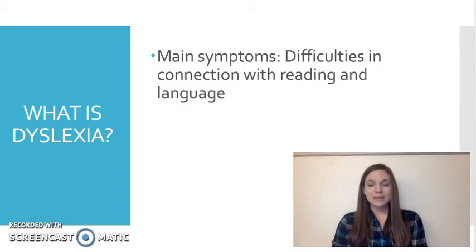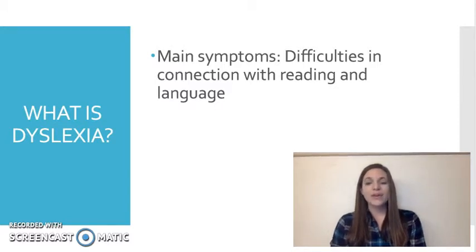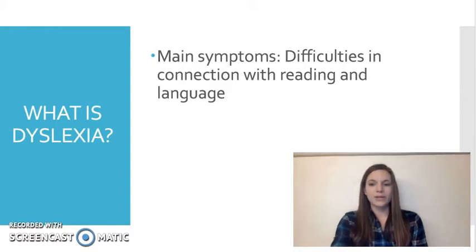However, the main symptoms that every dyslexic person will experience are difficulties in connection with reading and language. This may display itself as trouble with word spelling, word pronunciation, writing, and reading fluency. Dyslexia, like most learning disabilities, can range from mild to very extreme cases. Unfortunately, dyslexia is a lifelong condition and will affect the child beyond their grade school years.